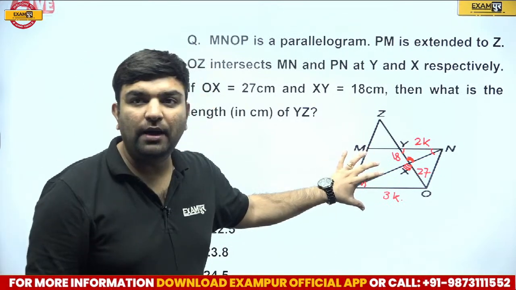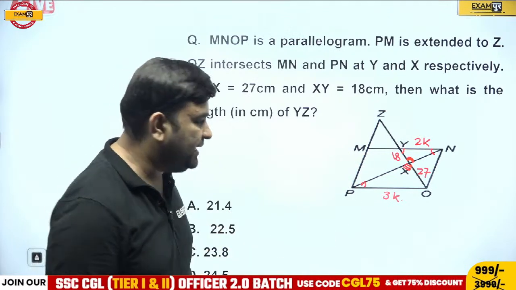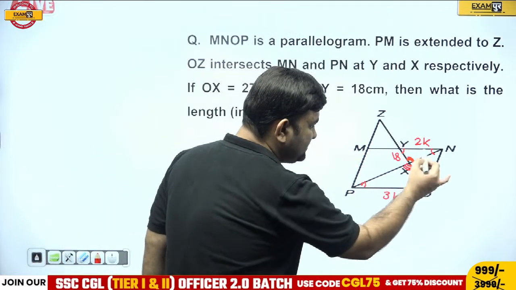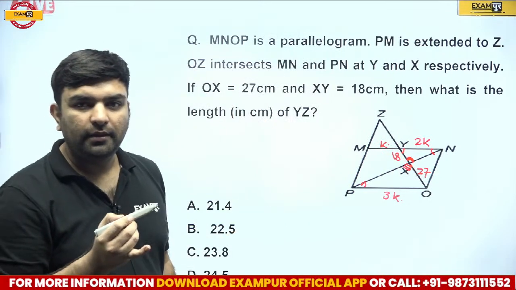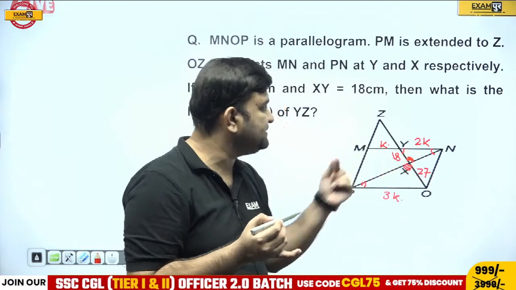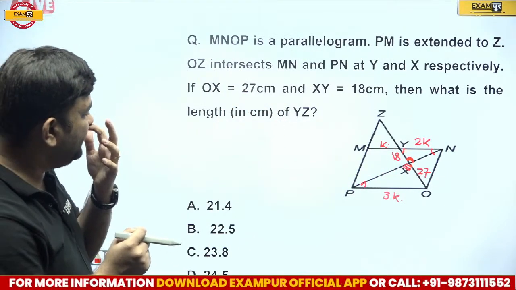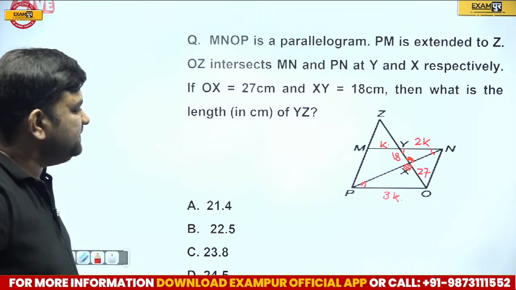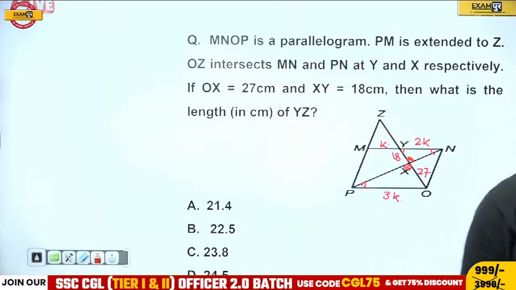In a parallelogram, opposite sides are equal. If this is 3K, this is 2K, then this is K. Chalo. What is the length of YZ?